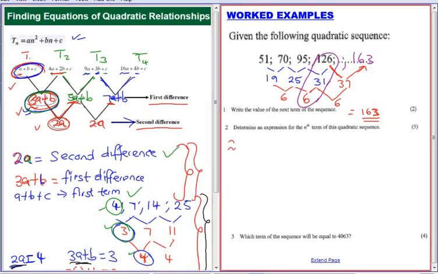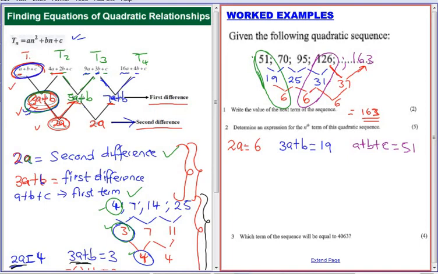I said you say 2a is equal to your second difference. In this situation, your second difference is 6. And then you go and say 3a plus b is equal to your first difference, which is 19. And then lastly, you say a plus b plus c should be equal to 51. So in actual fact, all you have to remember is that I will have to use those 3 over there. Those are the ones that I use. Okay, 6, 19, and 51. Those are the ones you use together with your formula.